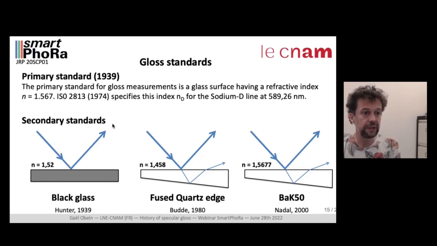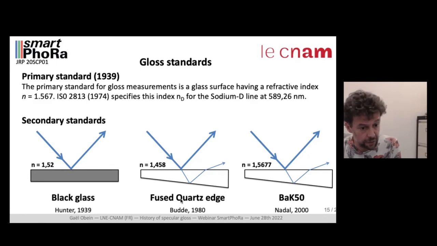So that's why, when ISO 2813 was developed based on the ASTM standard, they specified that this refractive index is taken at the sodium D line. The standard proposed by NPL was a black glass with a refractive index of 1.52, and you need to do a correction, of course.